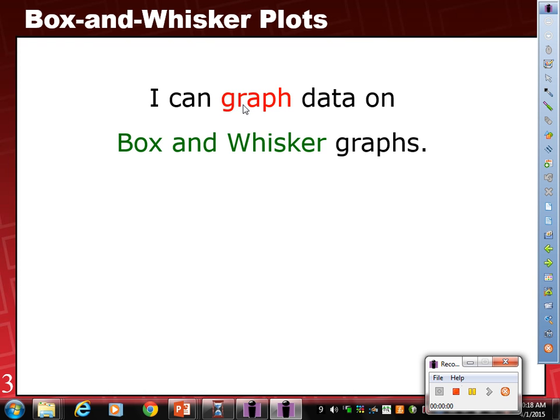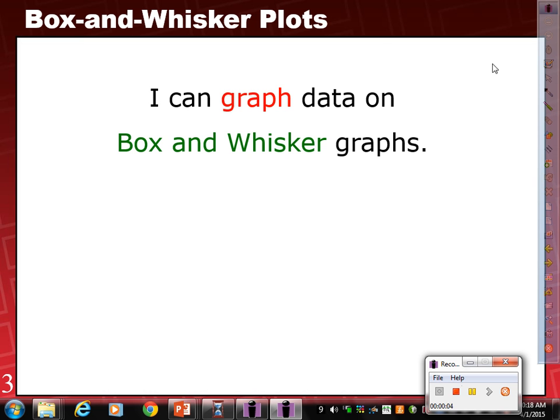3. I can graph data on Box and Whisker graphs. So today we're going to organize data another way, and it's called Box and Whiskers. But we need to use some information that we've covered in the past, which is the median, and hopefully with that, that'll guide us through the rest, okay?